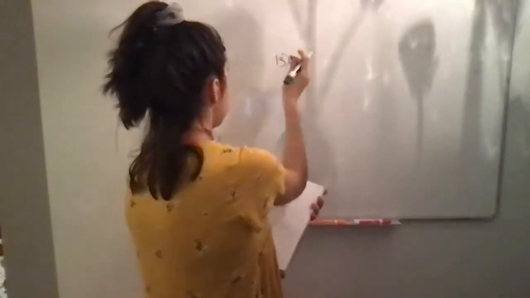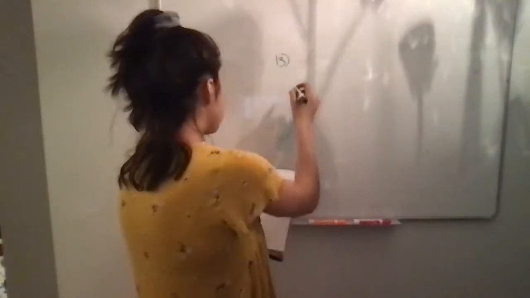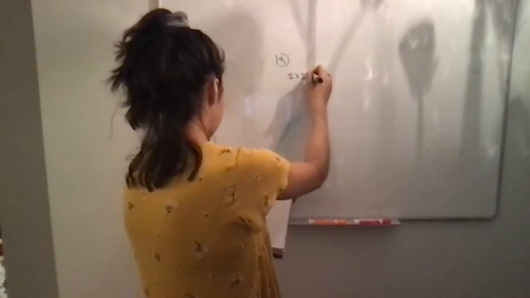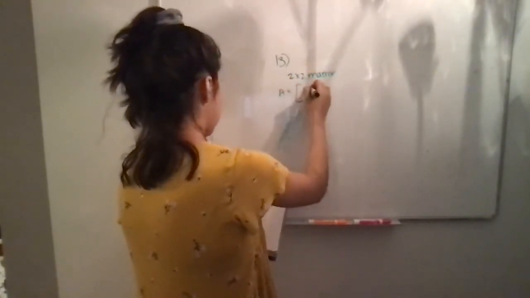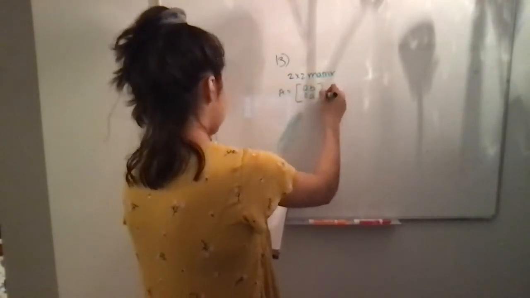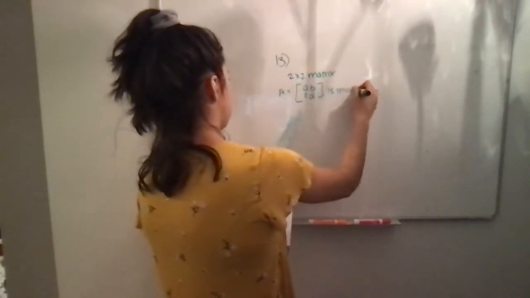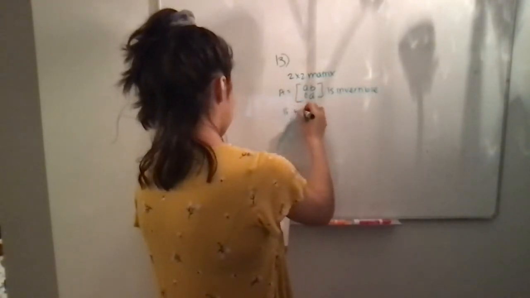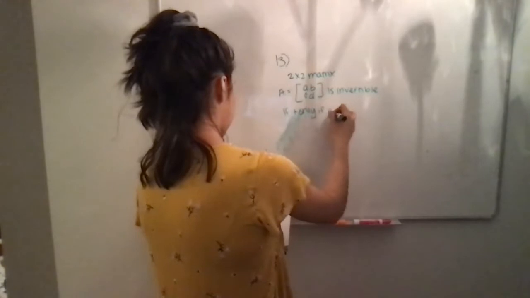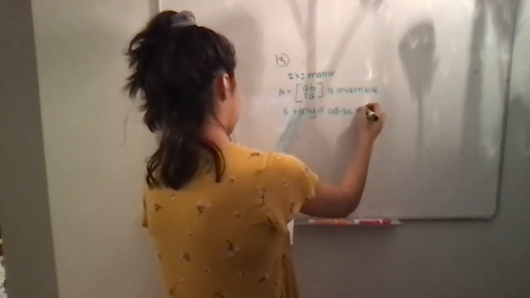So this would be problem number 13. You're supposed to prove that a 2 by 2 matrix A, where you've got A, B, C, D, is invertible if and only if AD minus BC cannot equal 0.